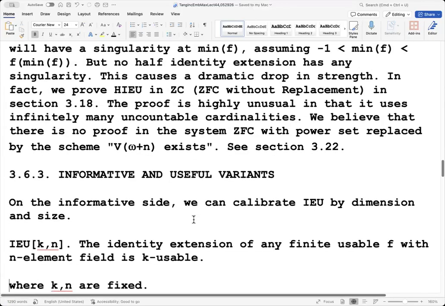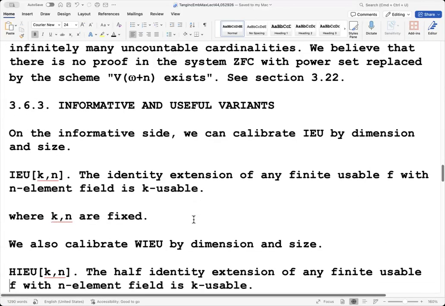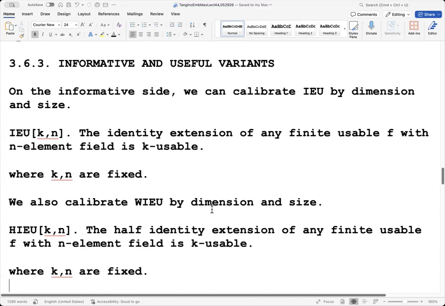And then we have the very natural informal calibration. IEU of Kn means the identity extension of any finite usable F with n element field is K usable, and the half identity extension of any finite usable F with n element field is K usable. And then these are just calibration. So they're equivalent when you quantify K and N.